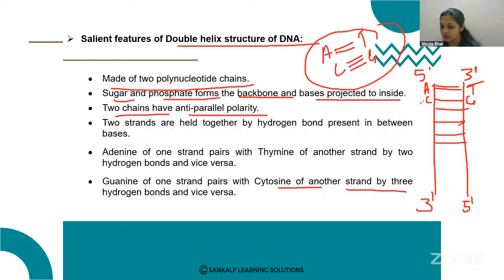Why are the two strands arranged anti-parallel? That is the basic structure of DNA.